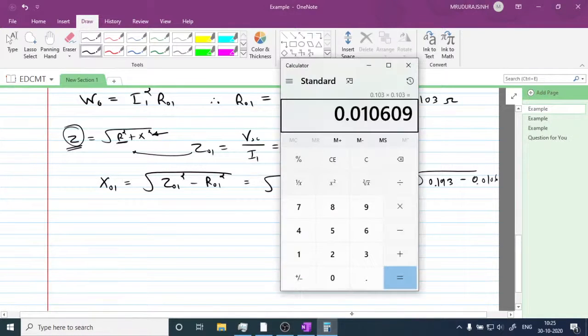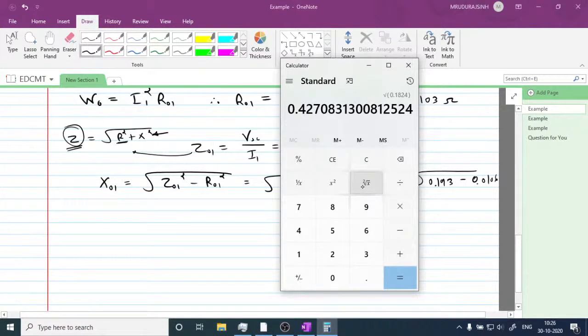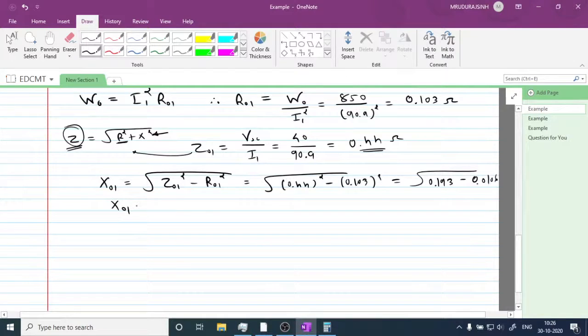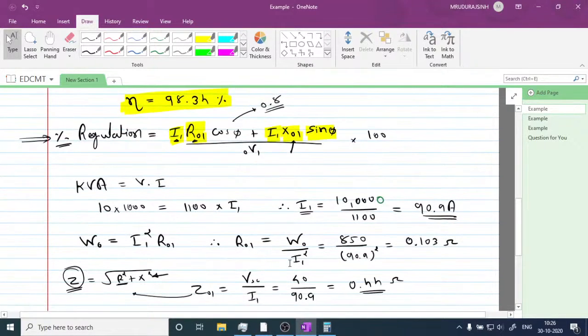0.0106. So 0.193 minus 0.0106 gives us 0.1824, and under root of this is 0.427. So now X01 is 0.427 ohm. So now this quantity is known to us, X0, R0, right? So we know I1, we know R01, we know X01, right? Now we need to calculate the sine 01.